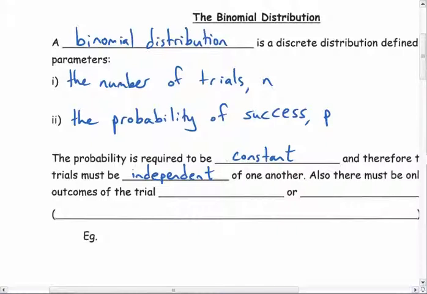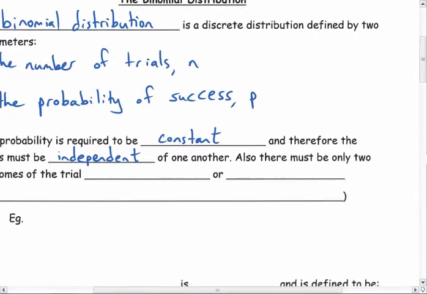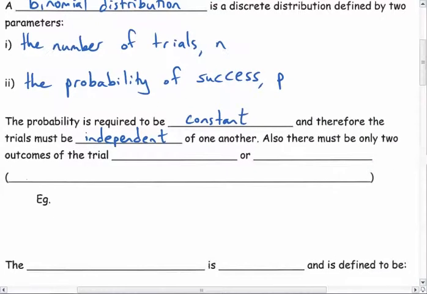And each of these trials has only two possible outcomes. You either get it, success, or you don't, failure. In other words, it's either a yes or a no.